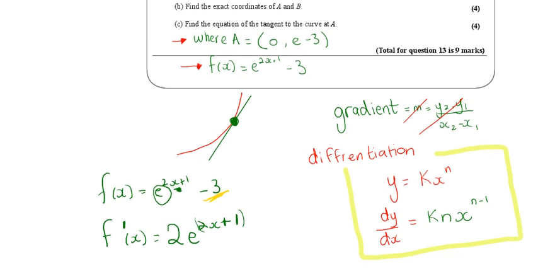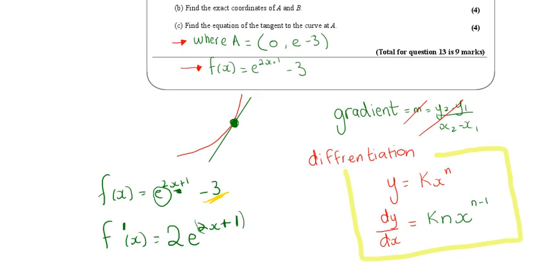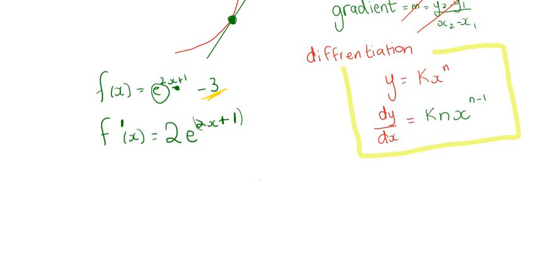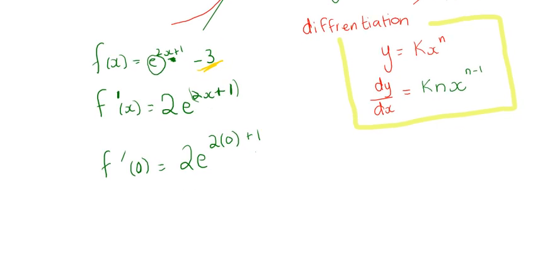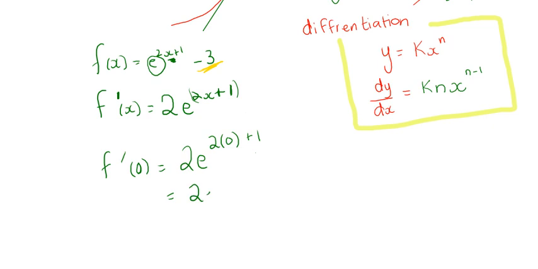Now simply all we have to do is plug in our x value, which we had from here. So x here we can see is 0. Remember, x is the first coordinate. So if you put that in, dy by dx, where x is 0, gives you 2e to the power of 2 times 0 plus 1. What does that give you? Well, that simply gives us 2e, because 2 times 0 is 0, 0 add 1 is e to the power of 1. So that just leaves us with 2e.